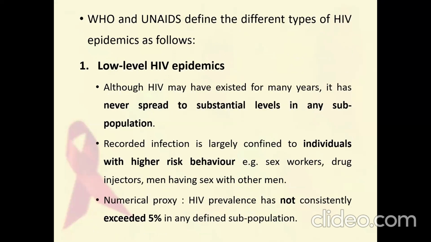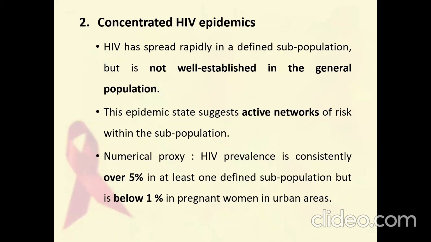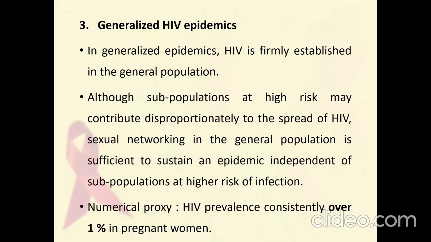So what are the three types? First is low-level HIV epidemics, where it has never spread to substantial levels in any subpopulation, and prevalence does not exceed 5%. Concentrated HIV epidemics, where it is well established in a subpopulation but not in the general population, and prevalence is more than 5% but below 1% in pregnant women. And generalized HIV epidemics, where it is established in the general population, and prevalence is over 1% in pregnant women.